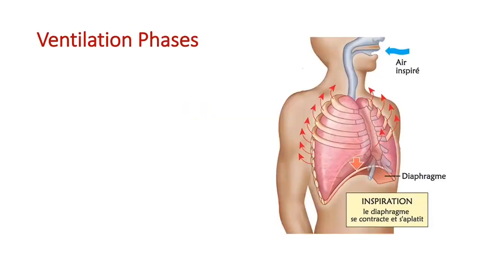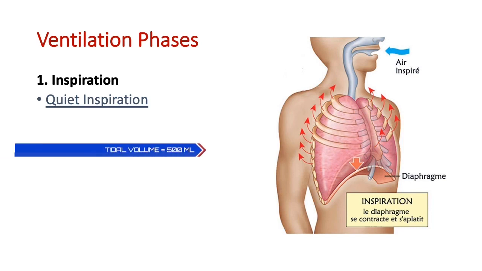There are two phases during ventilation: inspiration and expiration. We're going to begin with inspiration, and we're going to start by looking at quiet inspiration. This is normal, quiet breathing. The respiratory volume that comes in during quiet inspiration is equal to tidal volume, which is 500 mils.